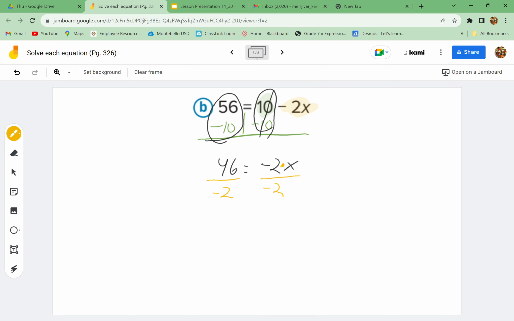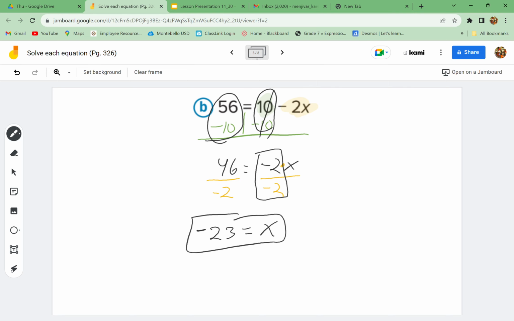What that does is it creates a giant 1 here, so you have 1x, and then you divide these two. 2 goes into 46, I believe, 23 times. Then you have to remember that a positive divided by a negative will give you a negative, so you get negative 23. This is just one approach that you can use to solve this equation.